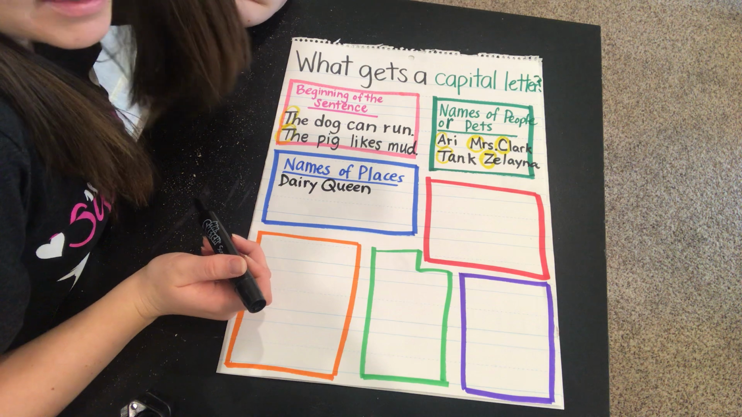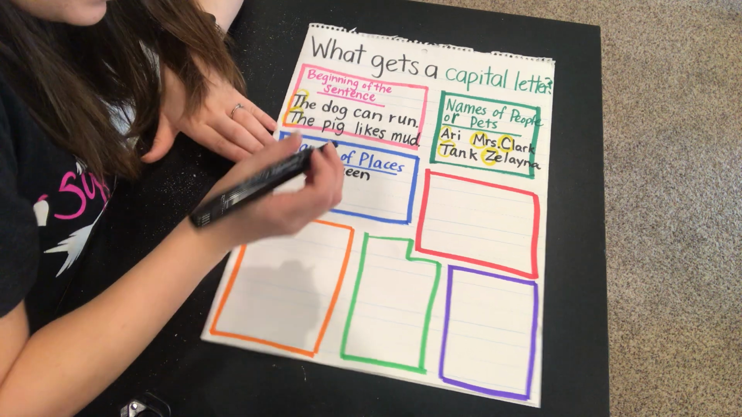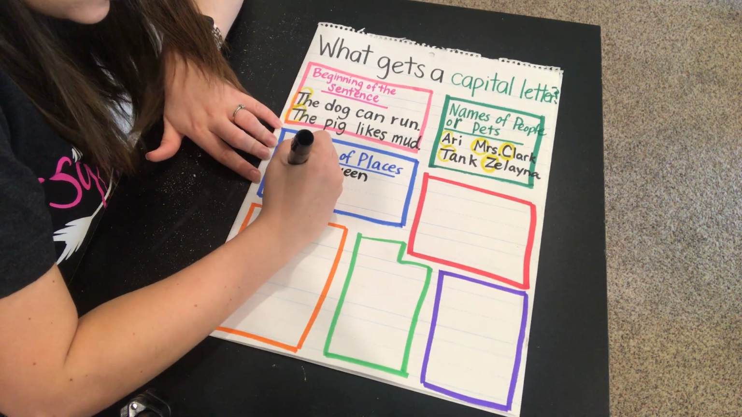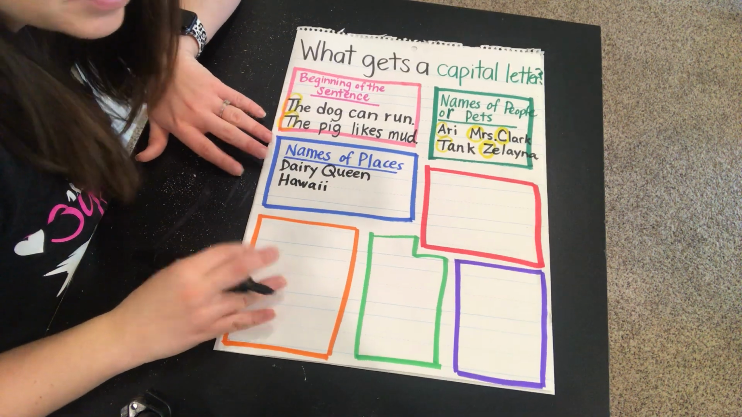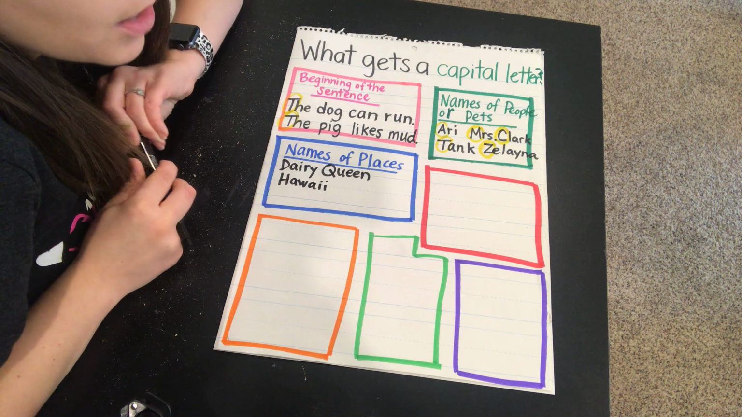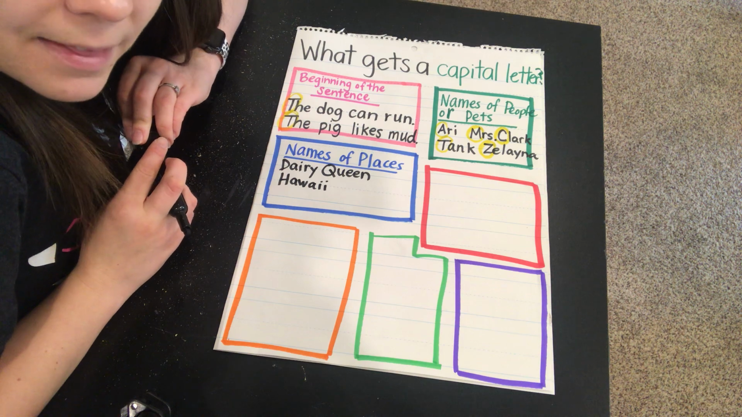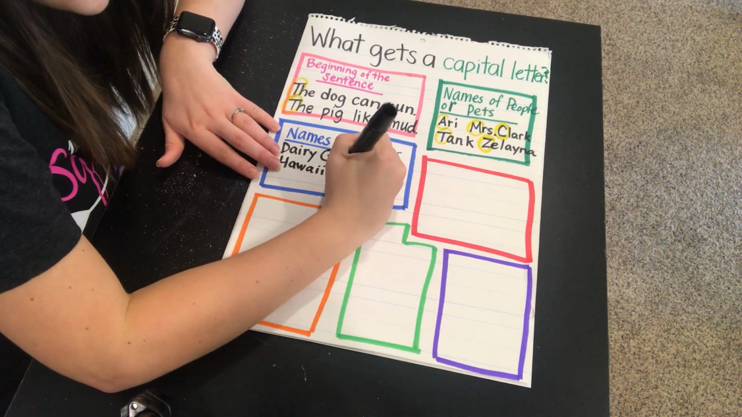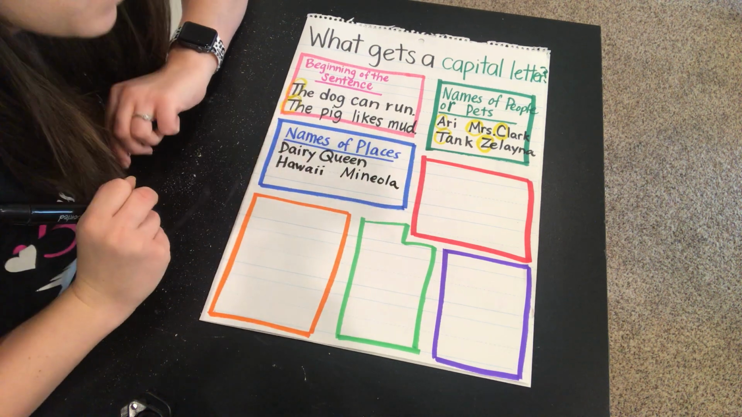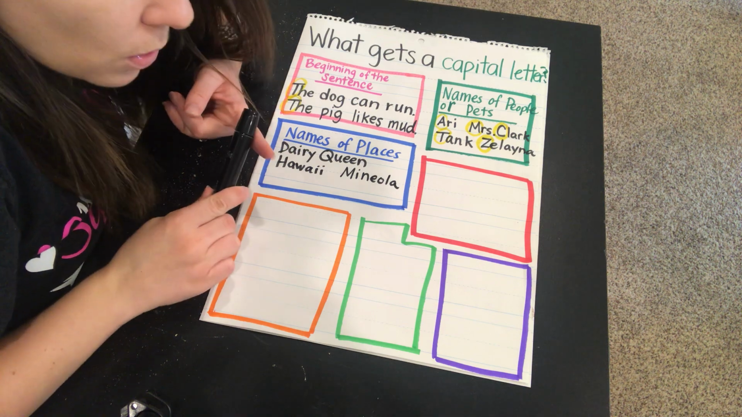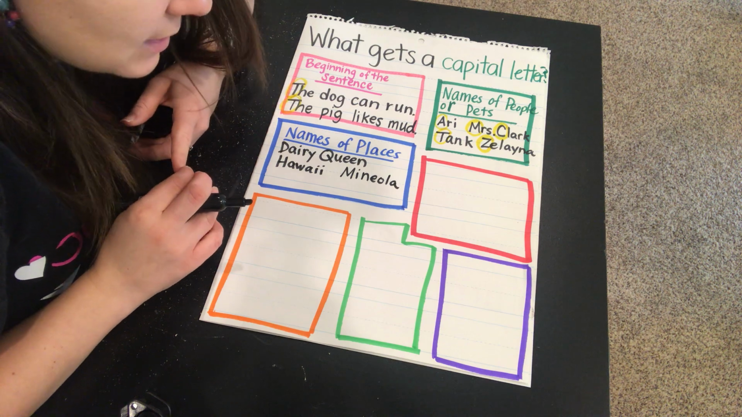If I was writing a story about going to Hawaii, Hawaii is the name of a place, so it would get a capital letter, capital H. Okay. If I wrote about my town, Mineola, Mineola is the name of the place I live, so it gets a capital M. Mineola. If I was writing about Mineola Primary School, Mineola, primary, and school would all get capital letters because it's the title of the place.